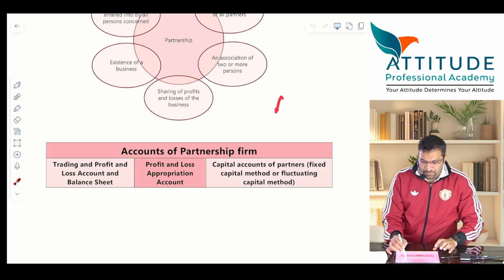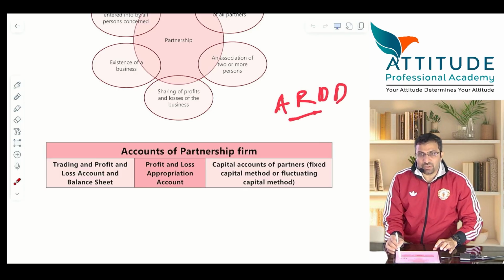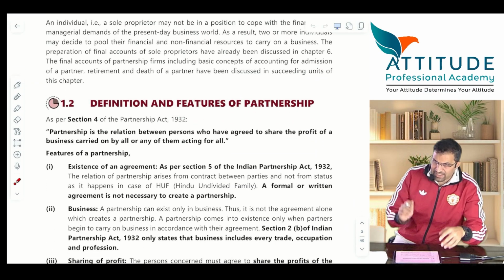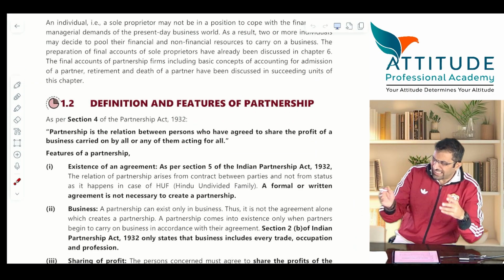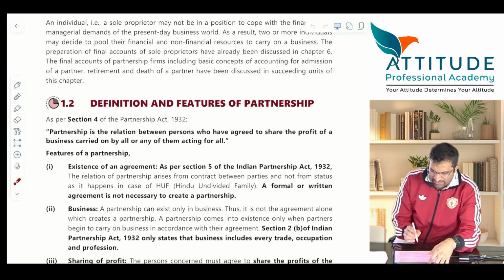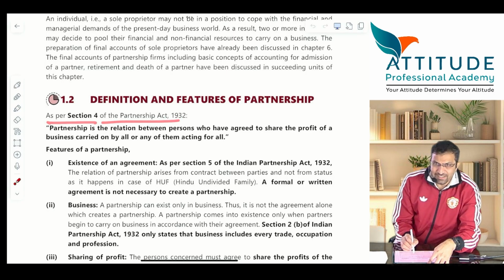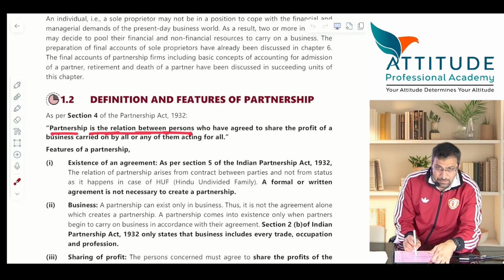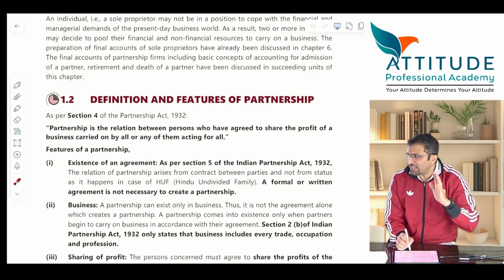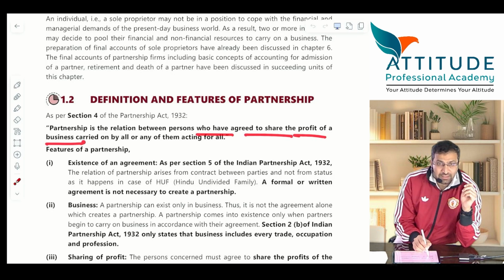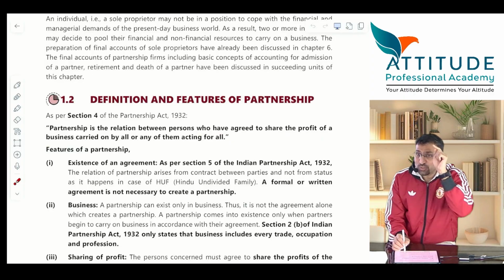Okay, admission, retirement, death, dissolution, all these things we'll see. Now, sir, what do you mean by partnership? We'll see the definition. Though I'll not take it in detail here, in detail it will be taken in your law. But nonetheless, this definition is very, very important, which I'm going to explain. As per Section 4 of the Partnership Act, 1932, partnership is a relation between persons. Relation between persons means only one person cannot run a partnership. Minimum how many should be there? 2. Who have agreed to share the profits of the business.